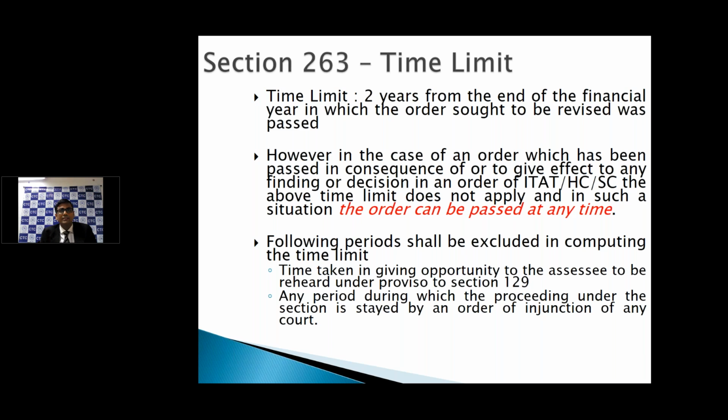Then in calculating this time limit of 2 years, certain time limits are to be excluded. One is the time taken in giving opportunity to the assessee of being reheard under section 129, and secondly, a period during which proceeding under this section is stayed by an order or injunction of any court. Now, what is this section 129, the time limit for giving opportunity of rehearing to the assessee?